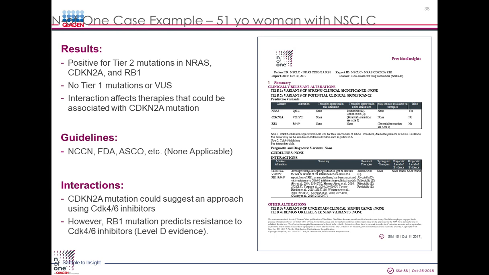This report also highlights the multivariant analysis showing the interaction. CDKN2A is under investigation as a predictive biomarker for CDK4/6 inhibitors, but requires wild-type RB1 for the mechanism of action. And there's also an RB1 mutation in this report. And so the interaction summarizes that information and provides references for that data. There were no variants of unknown significance or benign variants. Those would be tier 3 or tier 4, so they're not shown here.